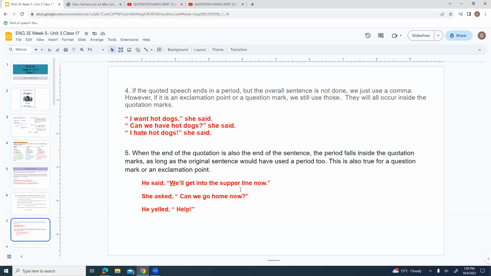Exclamation point, she said. When the end of the quotation is also the end of the sentence, the period falls inside the quotation mark. So now we're using the period because we're at the end of our complete sentence. Again, as long as the original sentence would have used a period. This is also true if we're using a question mark or an exclamation point. It ends up doing double duty. It's the end of that person's quote, and it ends up also being the end of the sentence, okay?